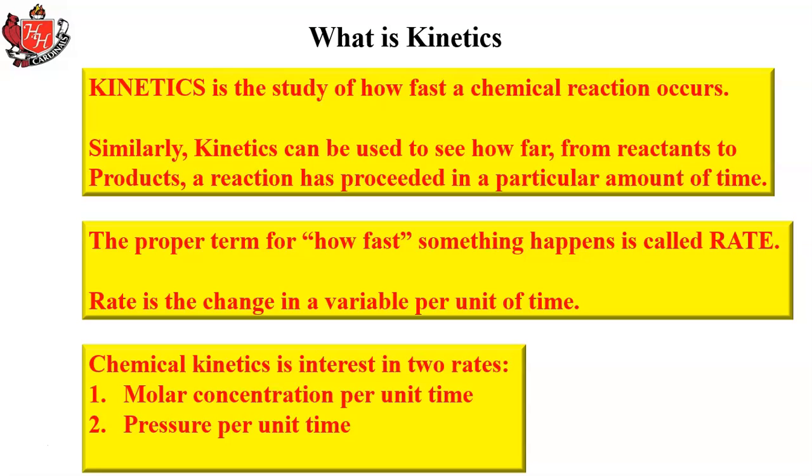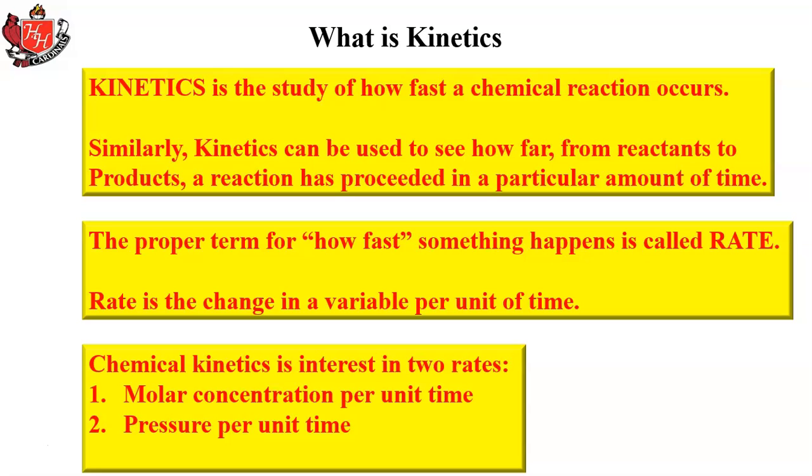Similarly, kinetics can be used to see how far from reactants to products a reaction has proceeded in a certain amount of time. So in general, it has to do with the amount of time a chemical reaction takes or how fast it happens. The proper term for how fast something happens is called rate. So rate is the change in a variable per unit time.